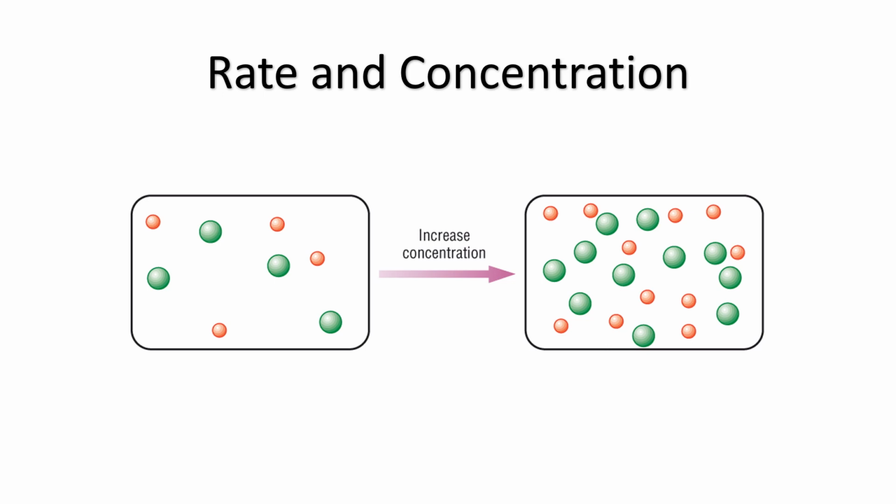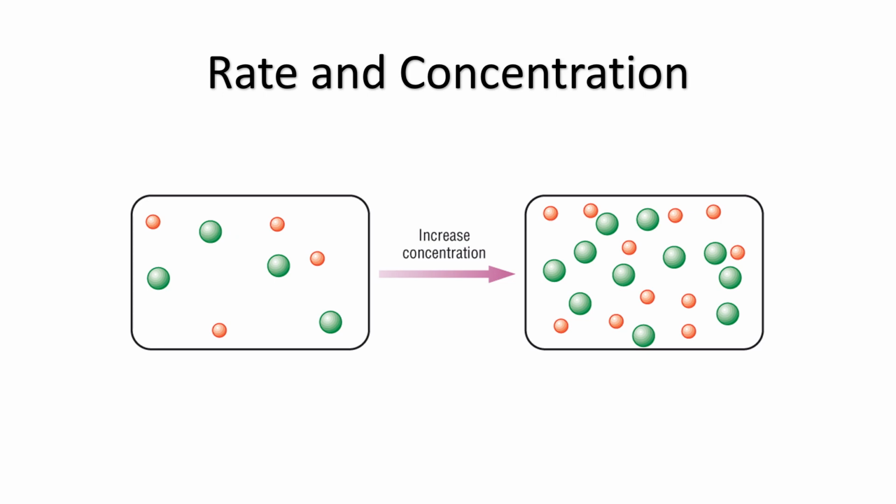So the general principle is that when you increase the concentration, the rate would increase. And we can see this from the diagram that's on the screen at the moment. On the left-hand side, you've got a small container and you've got 4 green particles and 4 red particles. For the reaction to take place, there has to be a collision between the green and the red. They'd have to bounce into each other with enough energy to break the bonds and to make new bonds.